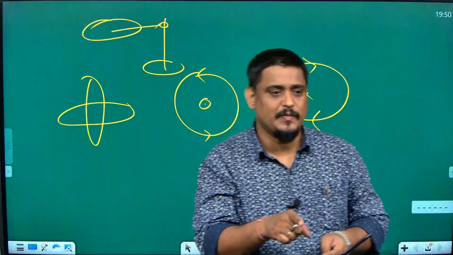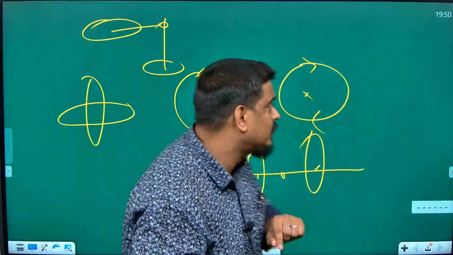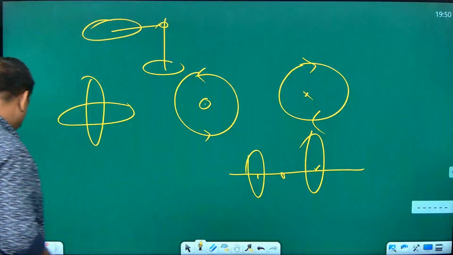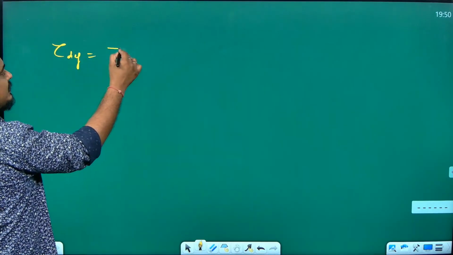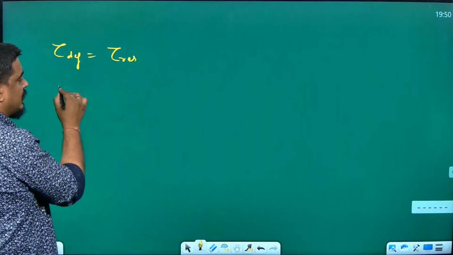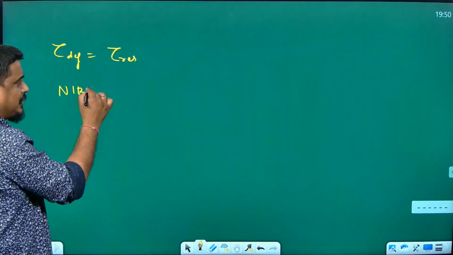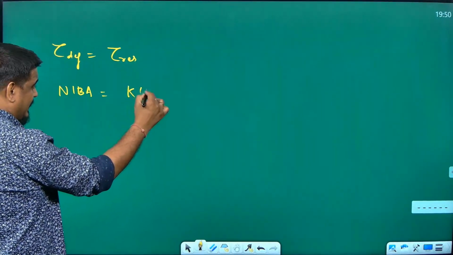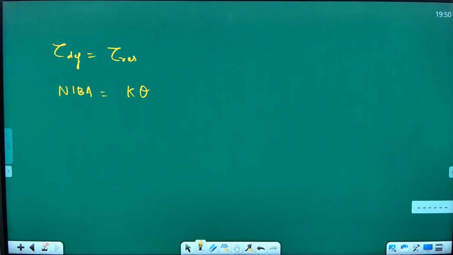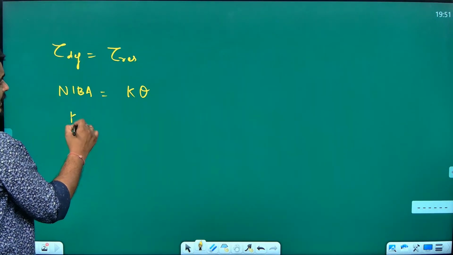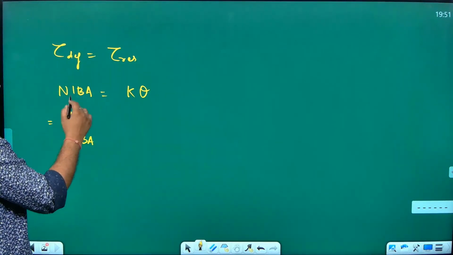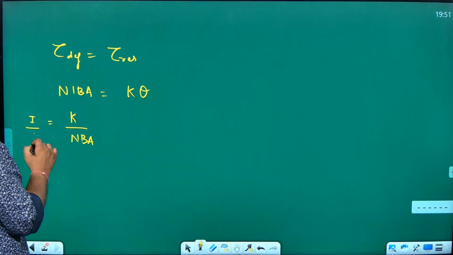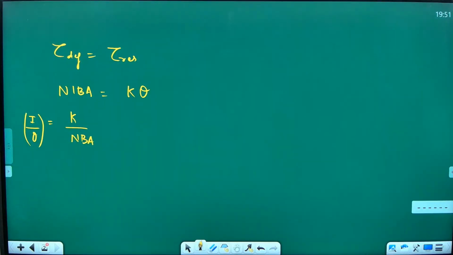Then when you equate both, that is deflecting torque and restoring torque, what do you get? You get the equilibrium condition, which is NIBA is equal to K theta. From here you can write, what is K by NBA? K by NBA is called I by theta. Current per unit angle of twist.